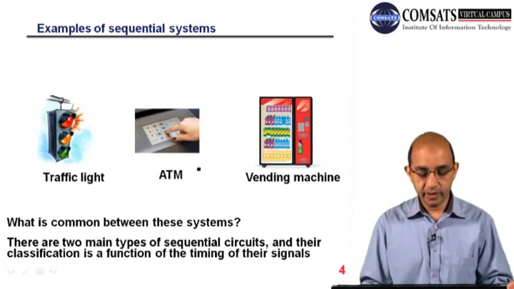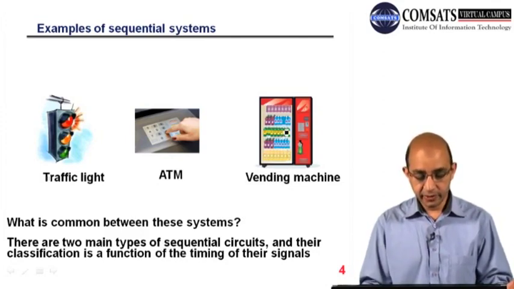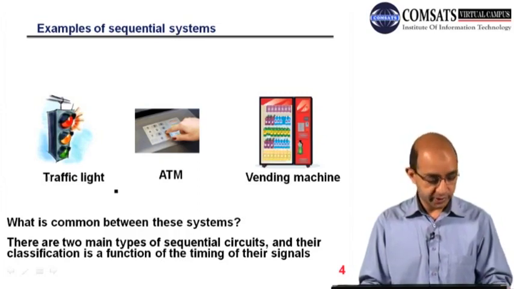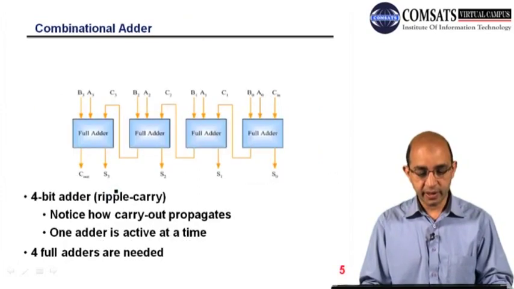That is an example of a sequential circuit. Similarly in an ATM, we follow a certain number of steps in sequence, timing is important, and the previous state is remembered, so we need memory. Similarly, the vending machine for coffee, for cold drink, and so on. These are examples of sequential systems.